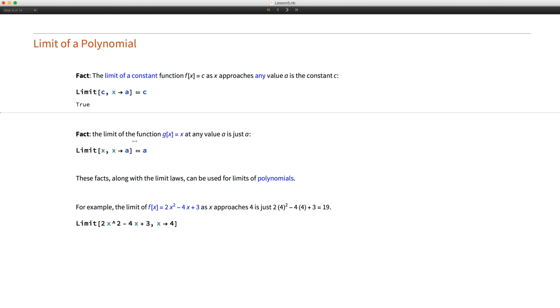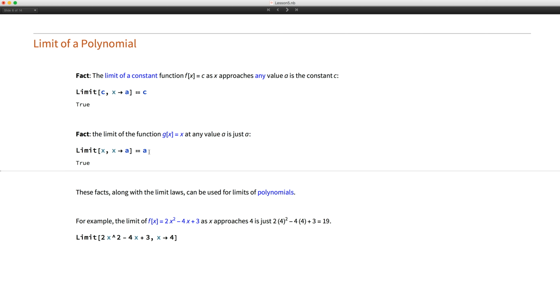And the other fact is that the limit of the simple function x as x approaches a is just a. So you just plug in a and get back the answer. Okay, once you have just those two facts, then you can work out the limit of any polynomial. So for example, if you want to work out the limit of 2x squared minus 4x plus 3, you simply plug in the values over there and you get back the answer at 4, for example. Okay, so we now worked out the limit of a polynomial by substitution.